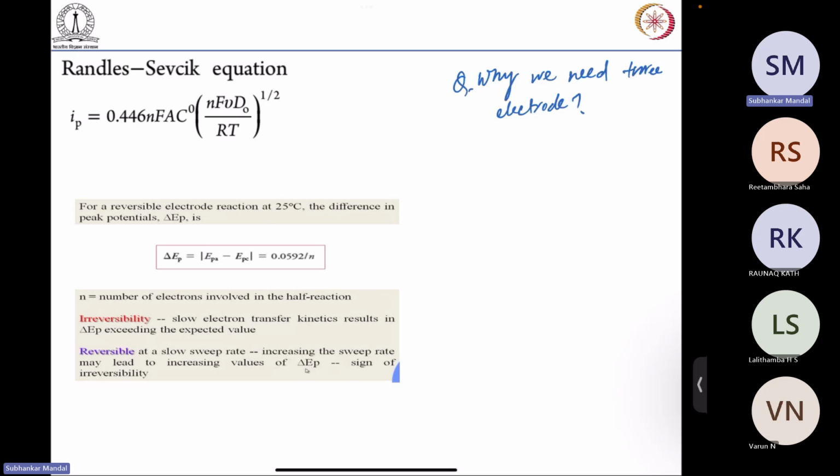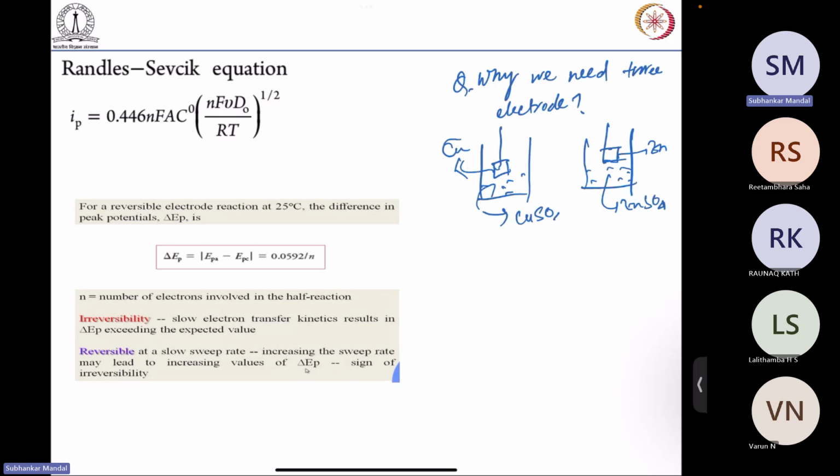Okay, this is the question: why do you need 3 electrodes? When we discussed earlier, you have the zinc plate and here you have the copper plate. This is zinc, and in the electrolyte you have taken zinc sulfate, and here copper sulfate, and this is connected with a salt bridge.